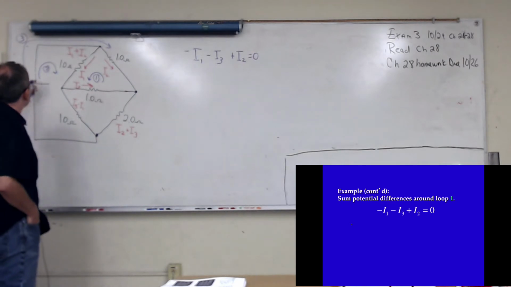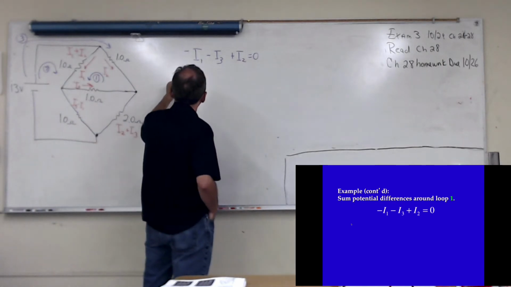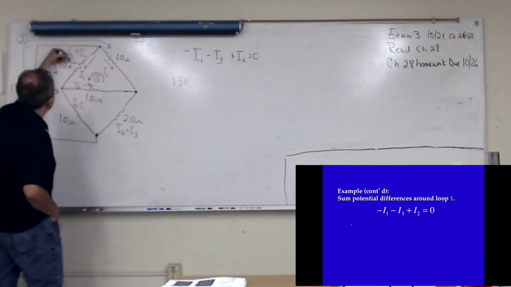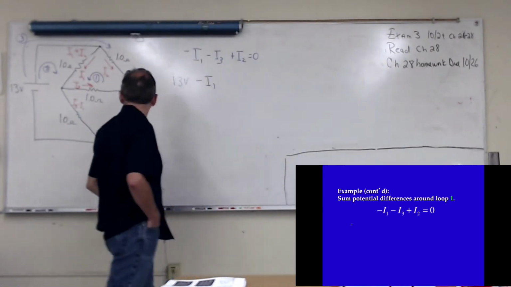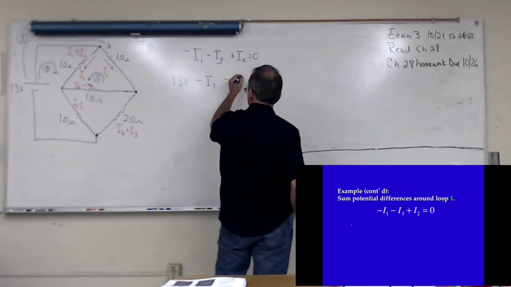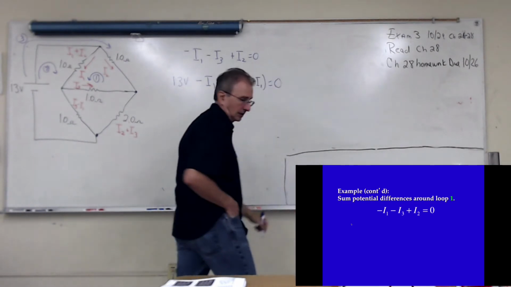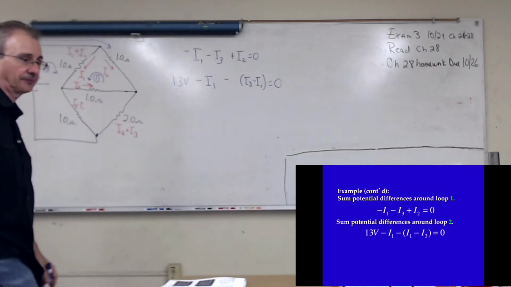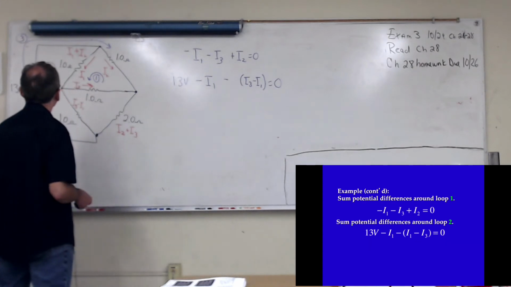Let's do loop 2. Loop 2 is this one. So I can start at the power supply. 13 volts. And then I reach this resistor. And then I reach this other resistor, again another voltage drop. So that's equation 2. And then the last one will be the outer one.